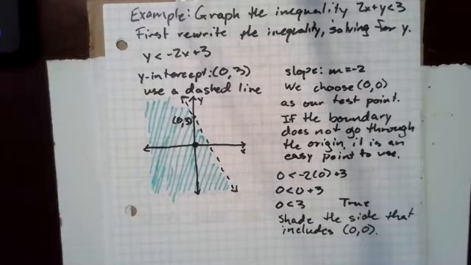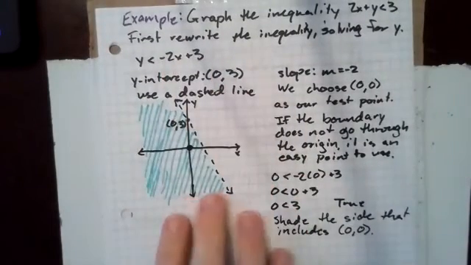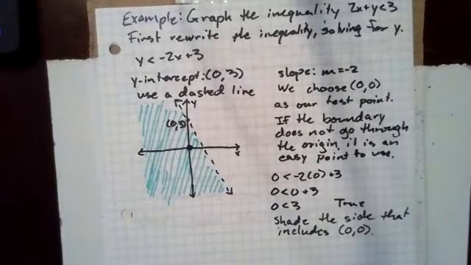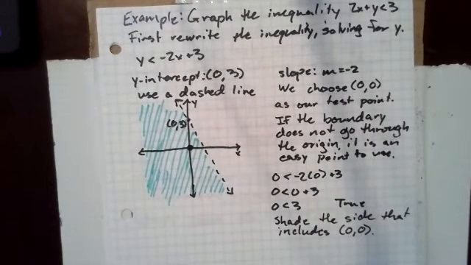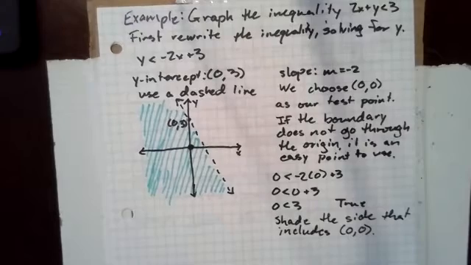We choose (0, 0) as our test point. If the boundary does not go through the origin, it is an easy point to use. So we're saying that 0 is less than negative 2 times 0 plus 3. That means 0 is less than 0 plus 3, so 0 is less than 3, and that's true. So we shade the side that includes the test point (0, 0). And this is the graph shaded. Anything in the pale blue region is a solution to the inequality.